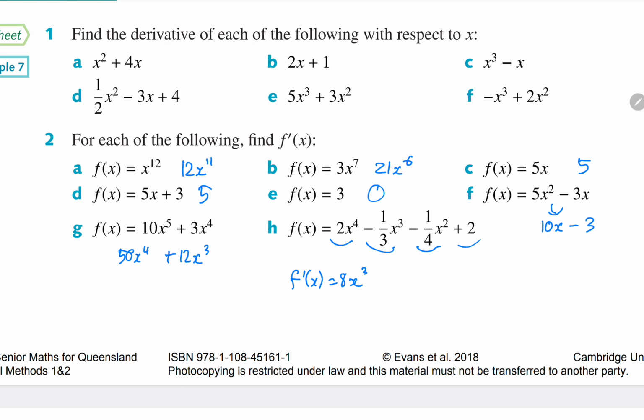Multiplying by a fraction. What's 3 times 1 over 3? 3 times 1 over 3. 1, yes. This is 3 over 3, which is 1. So yes. So that would be, what's next?